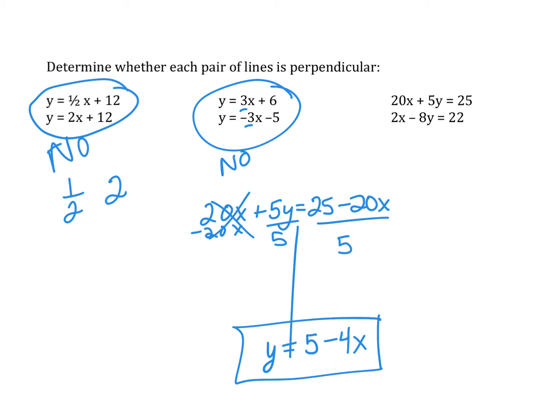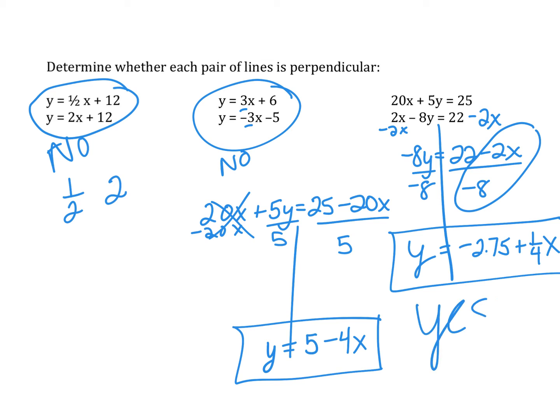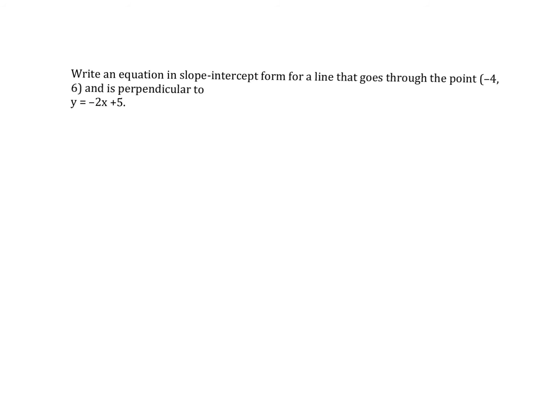And then I'll take this second one, and I'm going to work on this one. I'm going to subtract 2x, and then I'll have to divide everything by -8. And that's going to be a -2.75. But then this is the part we care about. -2 over -8 would simplify to a +1/4 x. So there's the second line, and yes, their slopes are opposite reciprocals. The -4 and the 1/4 are opposite reciprocals.